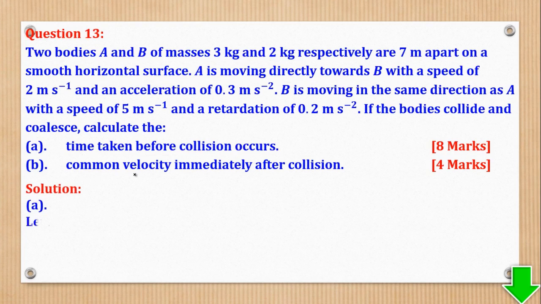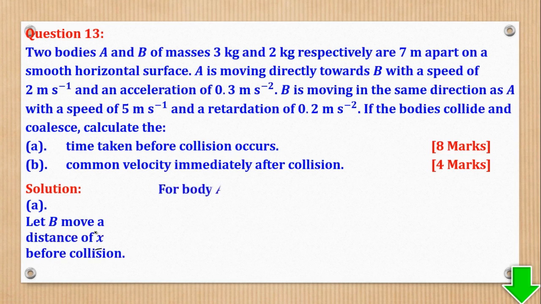So let's start with part A. Let B move a distance x before collision. That means that for body A, using the second equation of motion, the distance moved will be 7 meters more because it was 7 meters apart.